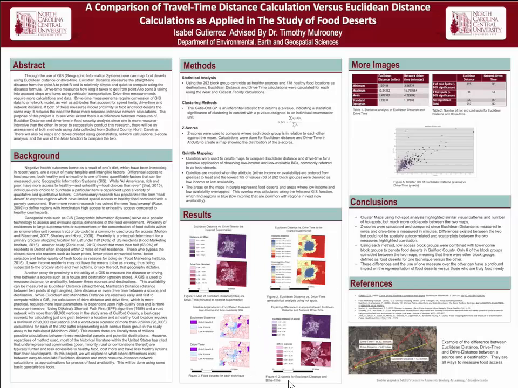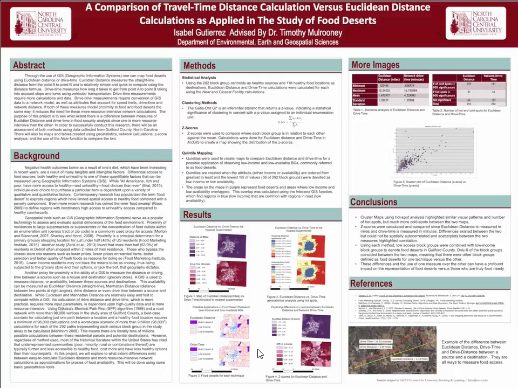Using each method, low access block groups were combined with low income block groups to denote food deserts in Guilford County. Only 6 of the block groups coincided between the two maps, meaning that there were other block groups defined as food deserts for one technique versus the other. These differences in the use of one measure over the other can have a profound impact on the representation of food deserts versus those who are truly food needy.